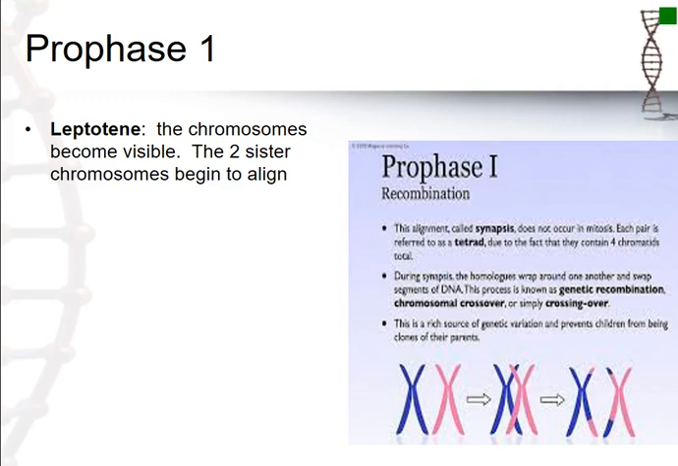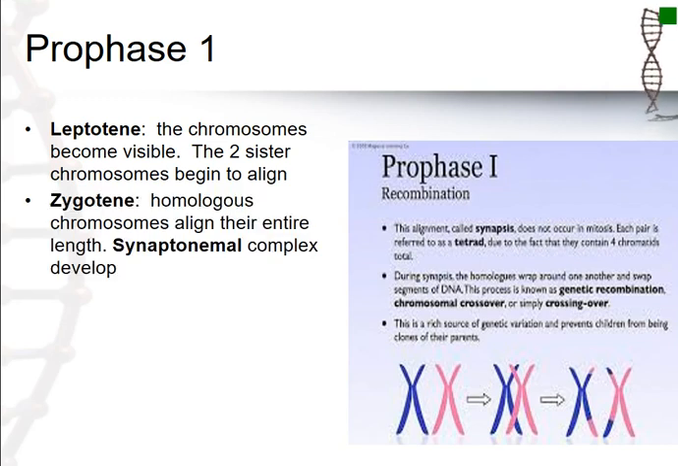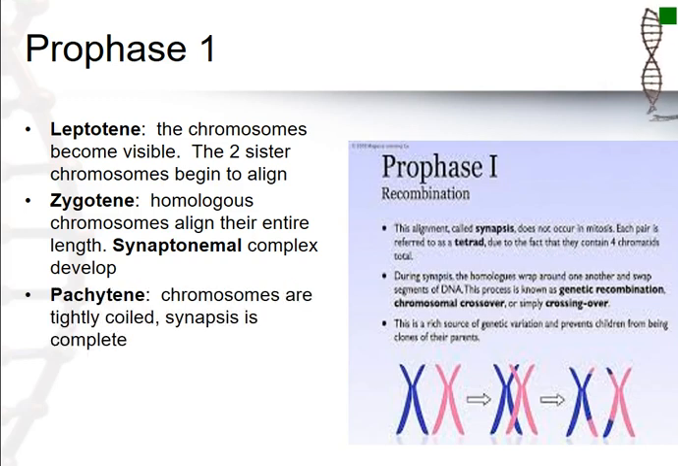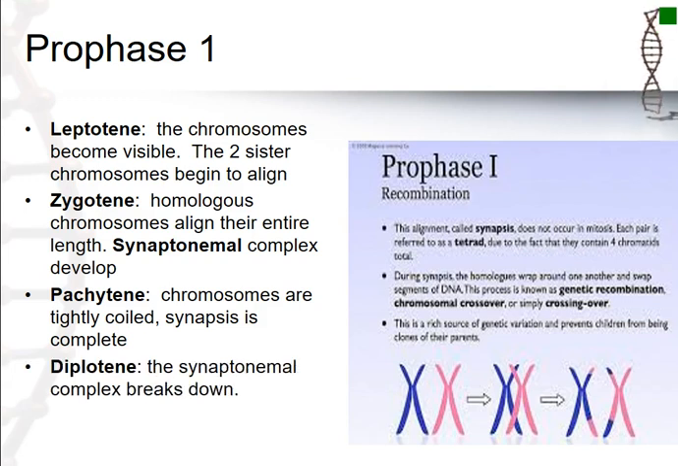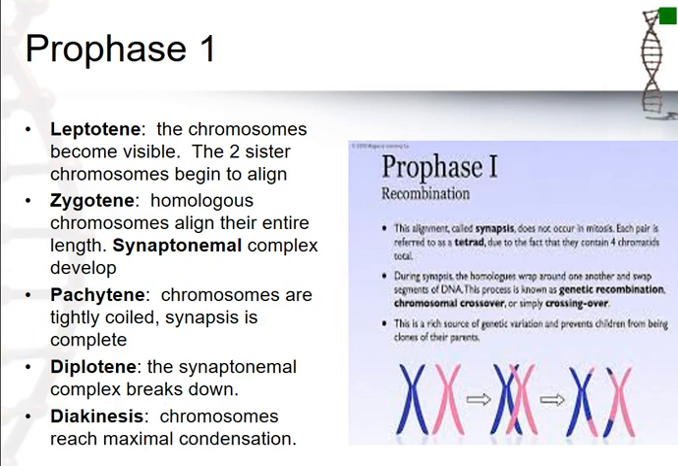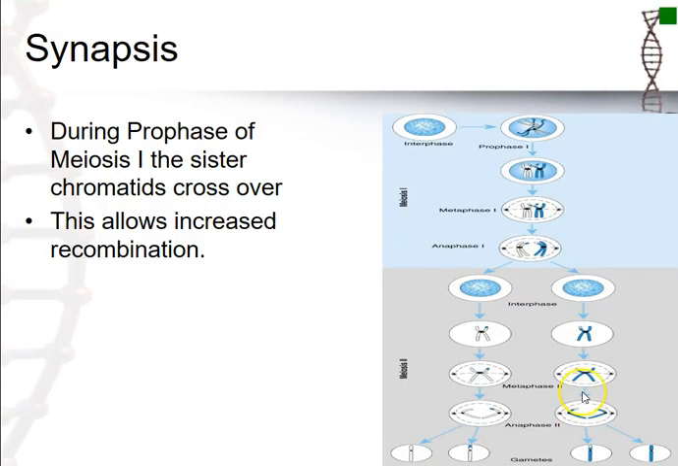So leptotene is when the chromosomes become visible and the sister chromatids begin to align. In zygotene, homologous chromosomes align and the synaptonemal complex develops. So in zygotene, this is when synapsis occurs. Pachytene, synapsis is completed, and diplotene, this synaptonemal complex breaks down. So these are all subphases within prophase 1 in meiosis 1. Diakinesis, now the chromosomes are maximally condensed. So here you can see here's dad's copy of this chromosome, mom's copy, and during synapsis, the dad's copy has a little bit of mom's on it. During prophase of meiosis 1, the chromatids, like I said, cross over to allow increase in recombination.